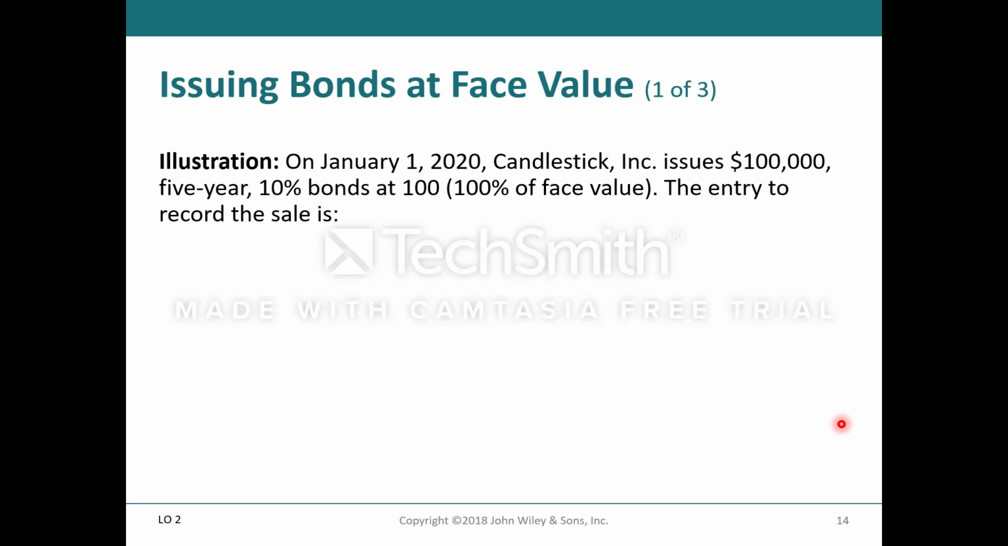On January 1st, 2020, Candlestick Incorporated issues $100,000 5-year 10% bonds at 100% of the face value. The entry to record the sale is, so this is issuing bonds at face value. When you issue something, you're receiving something and you're issuing something out. In this case, you're receiving cash and you're going to issue bonds. So you received $100,000 in cash, which is a debit to cash, and you're going to credit bonds of $100,000 to put the bonds on your books.